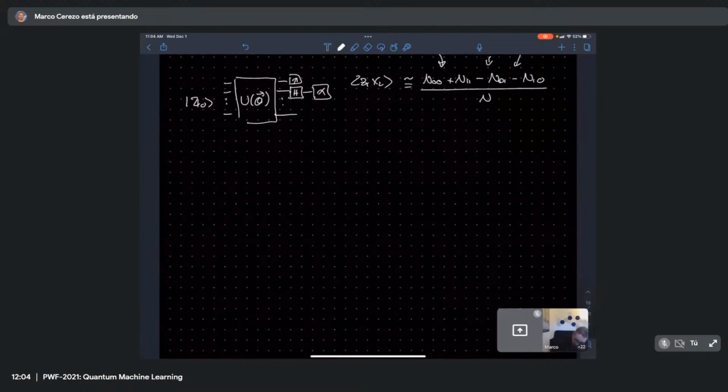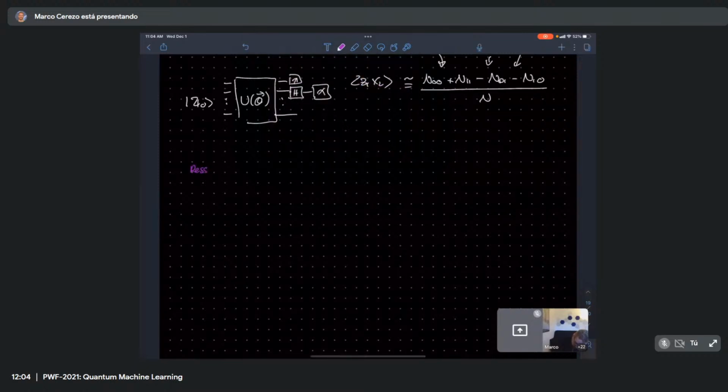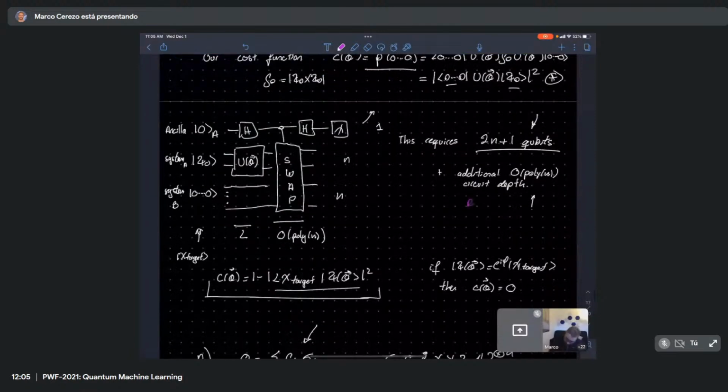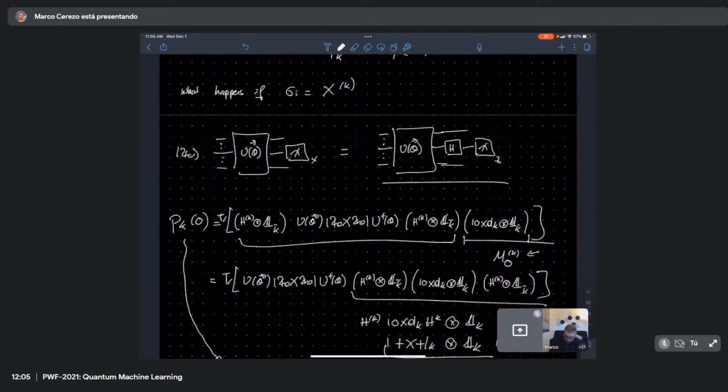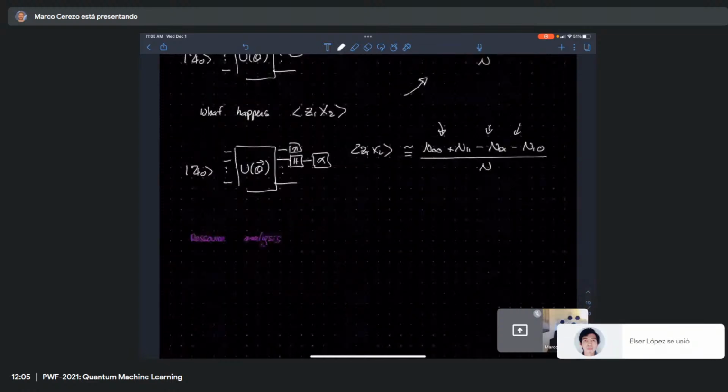So let's try to do a resource analysis here. I'm going to write resource analysis again, because that's what we were doing before. This type of resource analysis is extremely important whenever you're trying to decide, given your quantum algorithm, what circuit you are going to use to estimate your cost function. So this is crucial to the design of cost functions and circuits for estimating your variational algorithm.